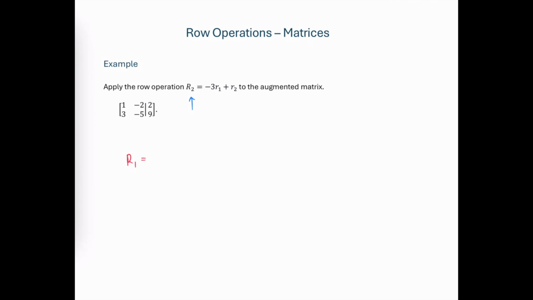So the new row 1 is going to be a copy-paste of the old row 1, and old row 1 is simply row 1 from the previous iteration. So we would copy-paste old row 1.